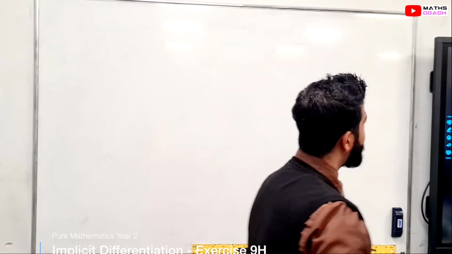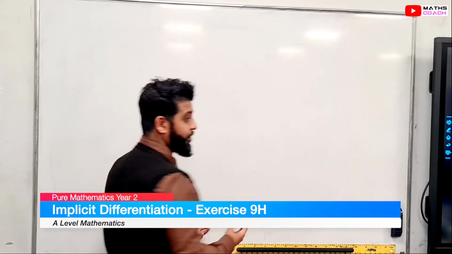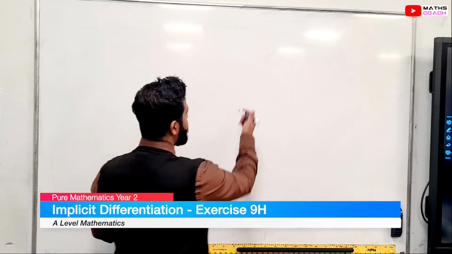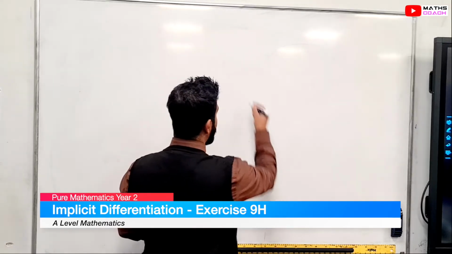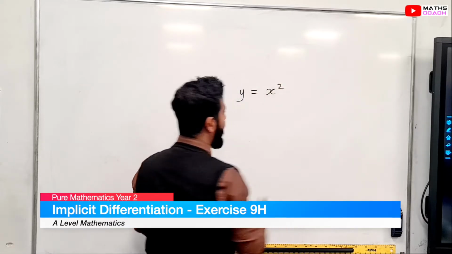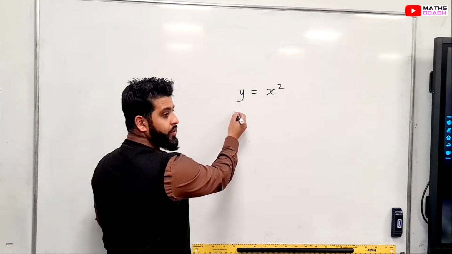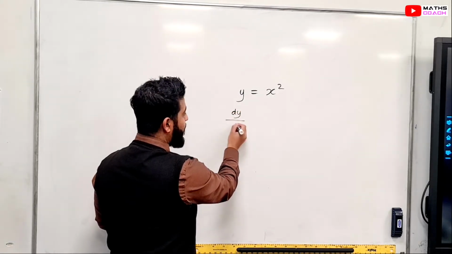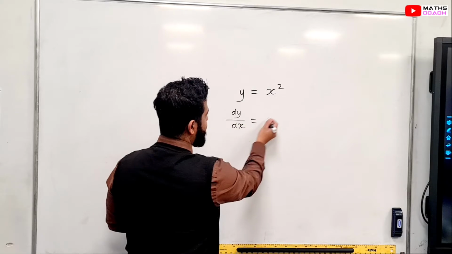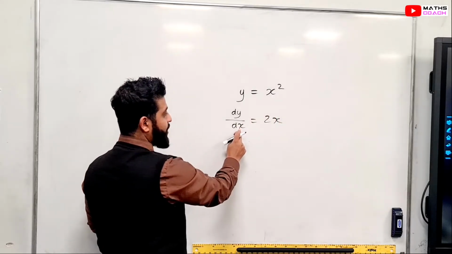But today we're going to be looking at implicit differentiation. Okay, now what is implicit differentiation? Well, let me show you by showing you when we do normal differentiation, which is explicit differentiation. So when we do y is equal to x squared, for example, and we differentiate, what do we do? We do dy over dx, and that's equal to 2x, yeah? So we are differentiating with respect to x.